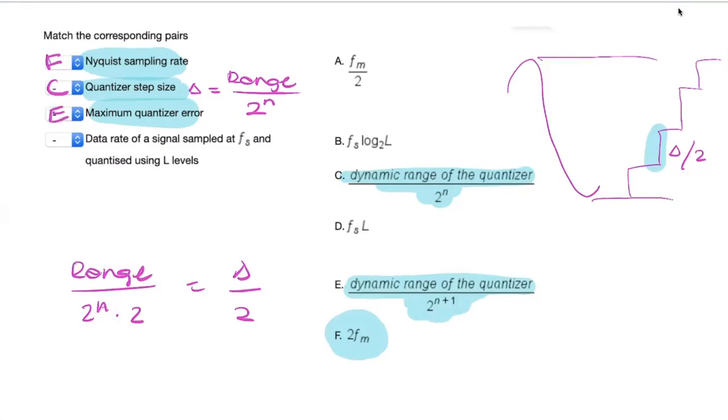Last one is the data rate of a signal sampled at Fs using L levels. Okay, so if you have L levels, then n is log L to the base 2 and use a ceiling function. That means we round up to the next highest integer. So the closest to it is actually this, but it really should have looked like that. Okay, so that's your B. Okay, any questions about that? Any comments about that?